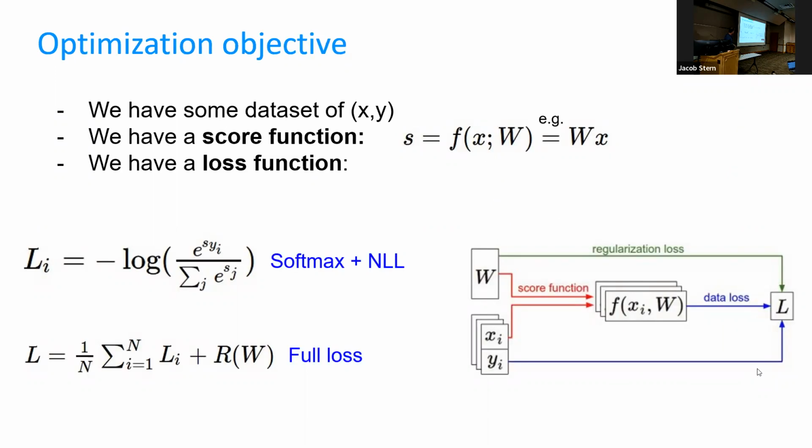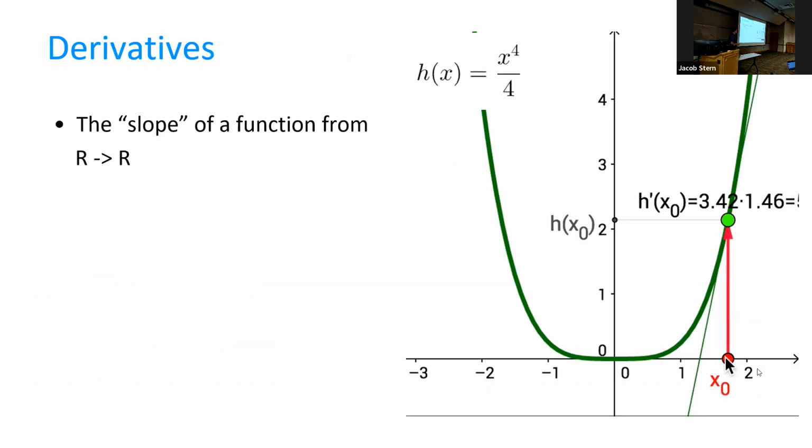And we are going to use a technique from calculus called gradient descent. So what is a gradient? Well, let's go back and start with what is a derivative, because a gradient is an extension of a derivative.